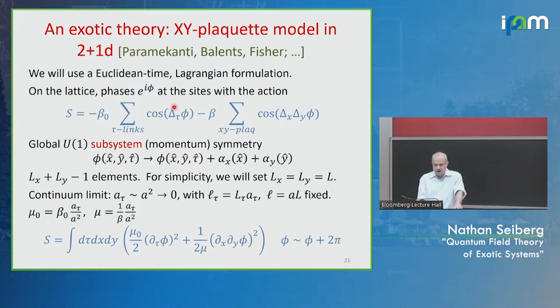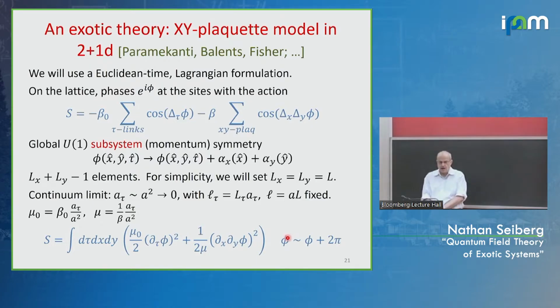And when I assume that these phis are sufficiently smooth so I can expand the cosines, and I define parameters mu0 and mu, depending on these lattice spacings, and I take the limit, I land on this Euclidean action. So what I'll do in the coming slides is analyze this Euclidean action. So this is a free field theory.